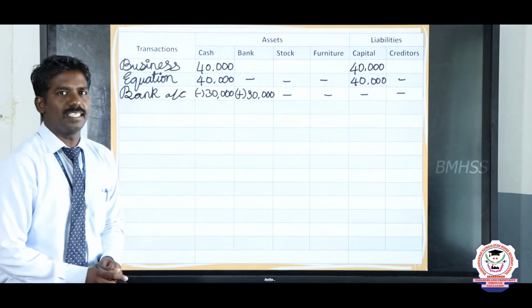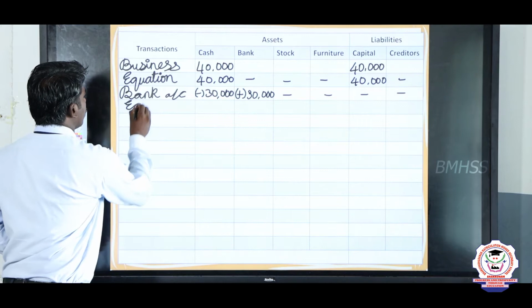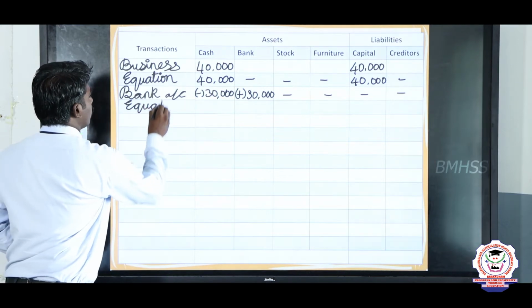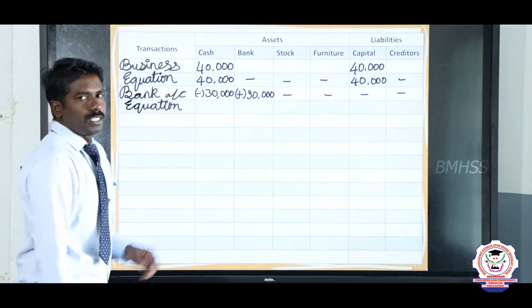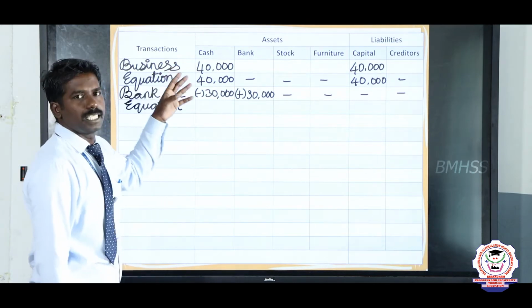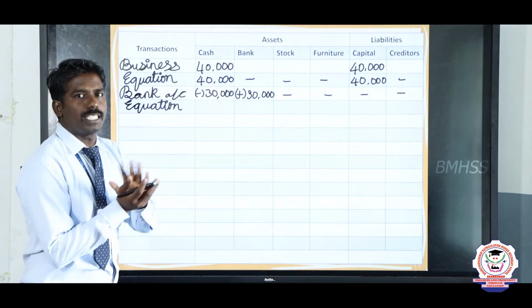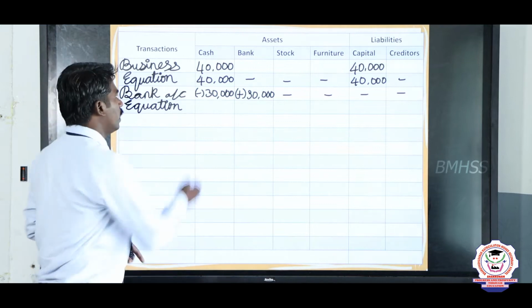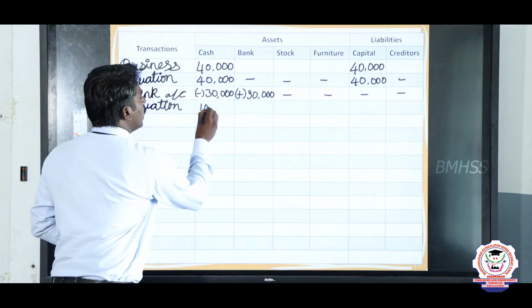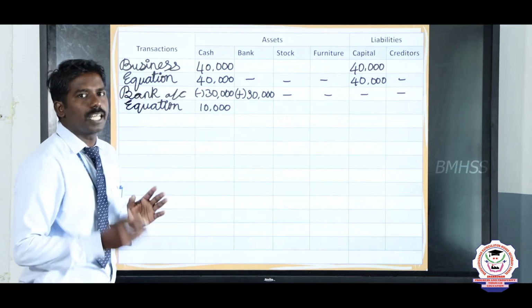The next step is equation. So write equation. See the equation. The cash balance available is 40,000 rupees. The next step is to deduct 30,000 rupees. What is the available value? When we deduct 30,000 rupees from 40,000, the available value is 10,000 rupees. So the total value of the cash balance is 10,000 rupees.